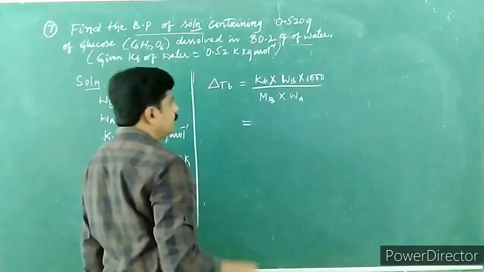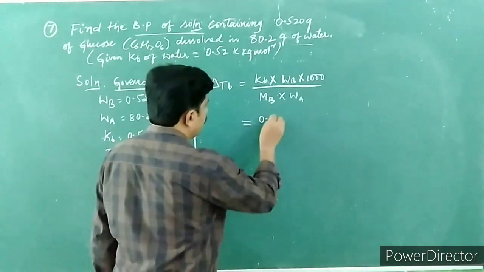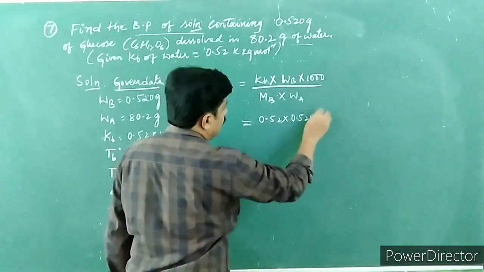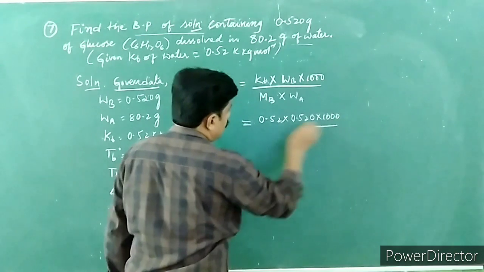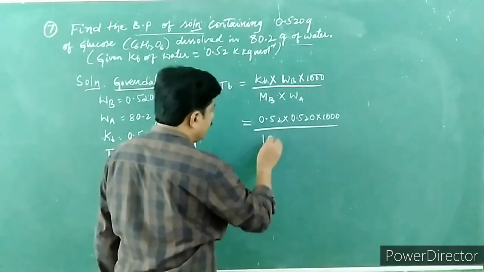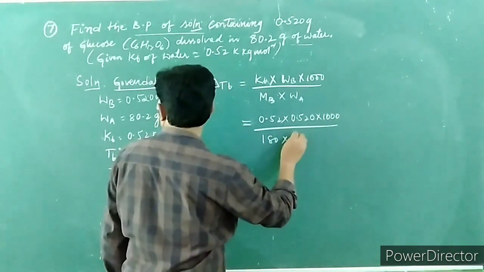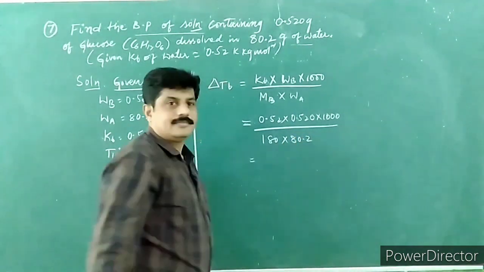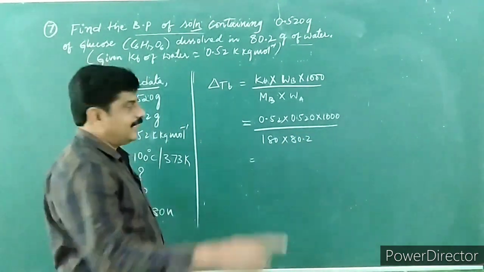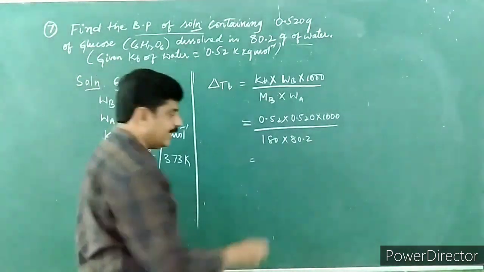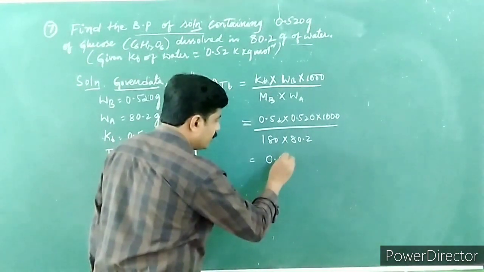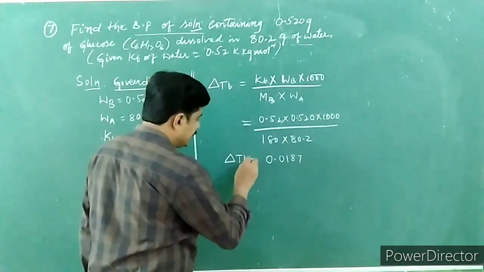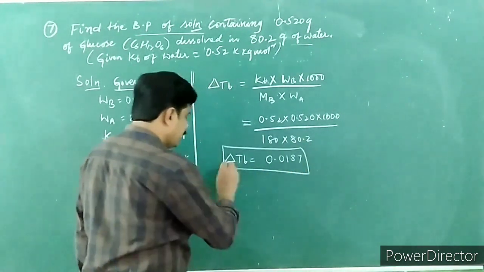Now I will substitute the values. Kb is how much here? 0.52. WB is how much here? 0.520 into 1000 upon MB, which is 180, into WA, which is 80.2. Children, if you simplify that, you are going to get 0.0187 as the delta TB. What is delta TB? Elevation in boiling point.